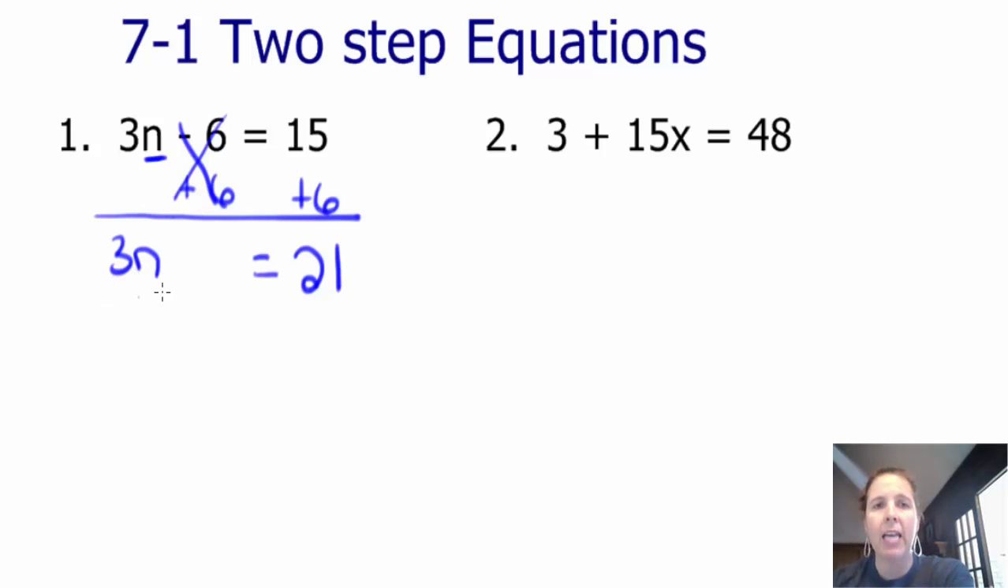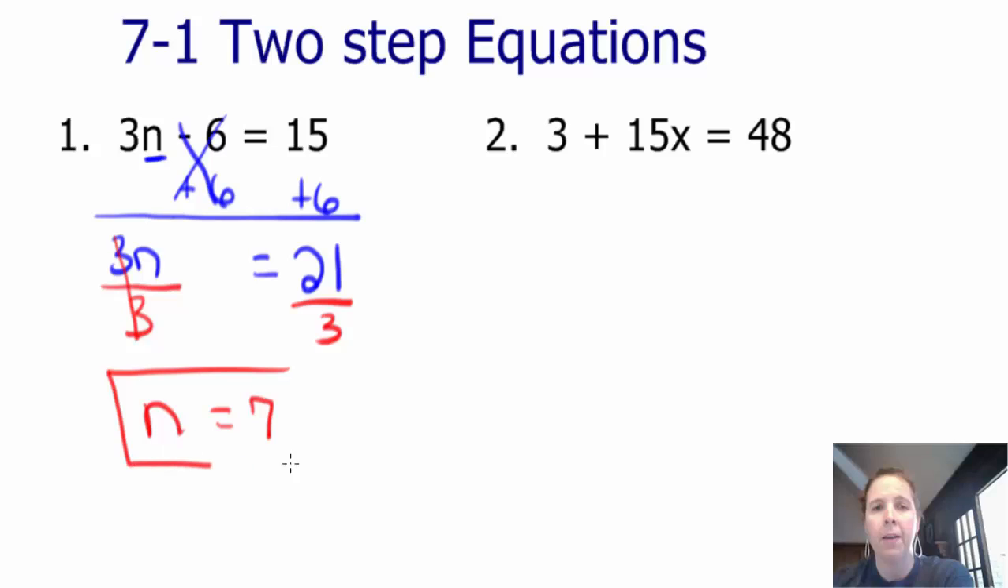Now we have 3n equals 21. So with that, it's 3 times n. So your next step would be to divide by 3. This cancels. N equals 7. There you go. So all of these will only be two-step equations. We'll get to multi-step later.